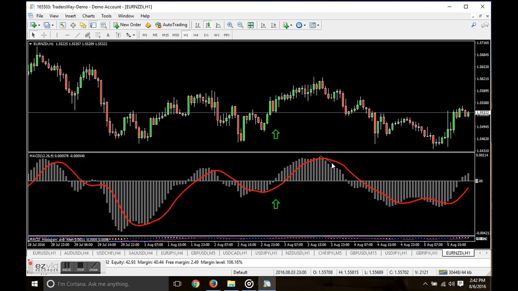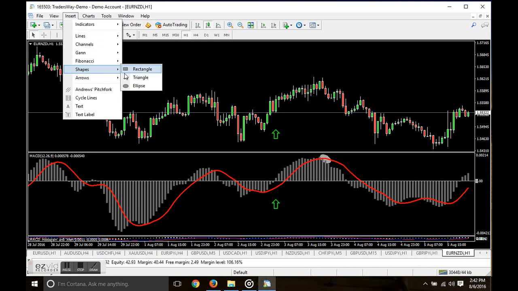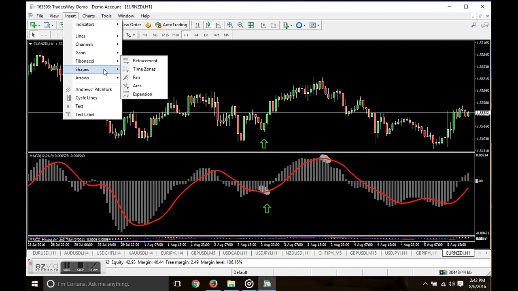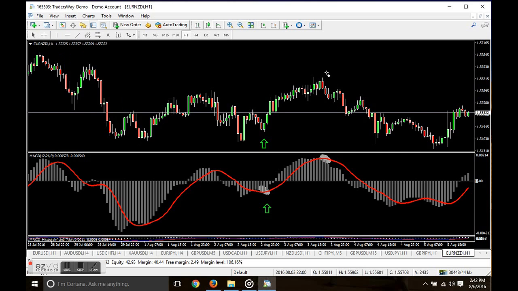Now, I use it when the histogram crosses the MACD line. Actually, I'm going to go ahead and point out significant points where that happens. Okay, we got one right there. Let me go ahead and move this arrow over there. That would be a buy. And up top here, that would be a sell. We'll go ahead and mark that. Here, that'd be a sell.